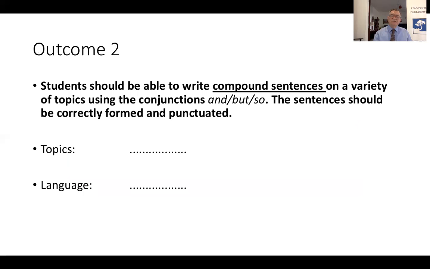Let's go on to the next outcome. Here we're moving up to compound sentences, and we're using the conjunctions and, but, and so. Again, sentences should be correctly formed and punctuated. So that's our outcome. Our topics, well, we can decide on what topics we want to cover now and what language points we want to include. Building on what has gone before, of course, but extending it. And this is how a syllabus is built up, by fleshing out the basic structure of the course.